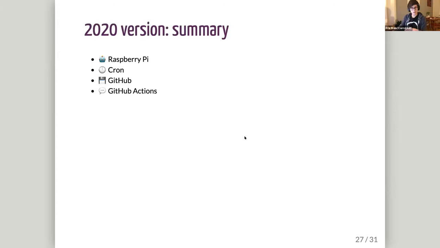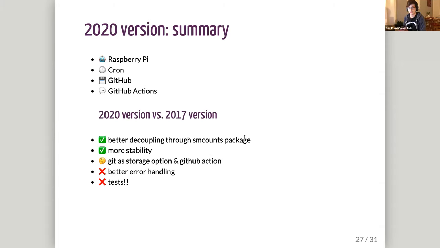Summary: the Raspberry Pi is back. Quite happy about that. I still use Chrome. Chrome is very essential, as you have seen, to things like that. And I now use GitHub and GitHub Actions. Comparing with the old version, the functionality is better separated through the package. It's hopefully more stable. I'm not so sure about Git as a storage option because it was quite tricky to work out the authentication on the Raspberry Pi. I'm quite proud of the GitHub Action hack. That was quite good.